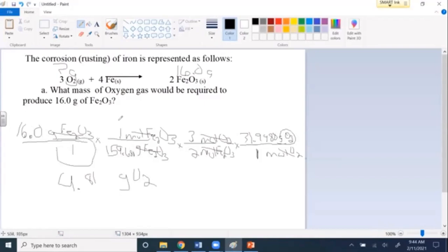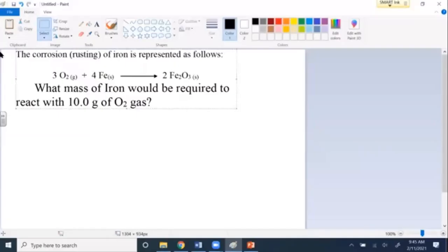And just reiterating, these ones do not change. In every mass-to-mass stoichiometry problem, these ones do not change. So you would start filling this out, you could fill them out like that.